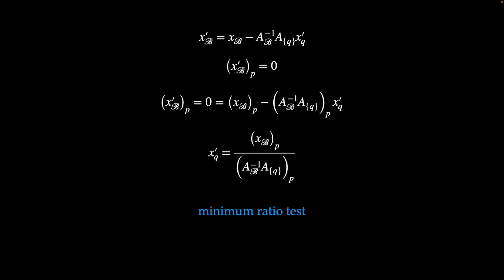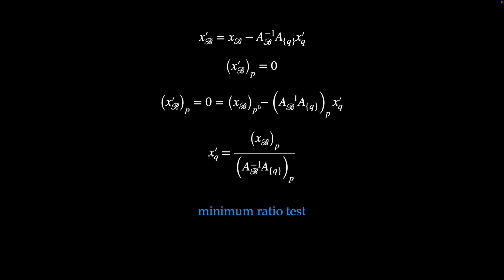Okay, this is saying that essentially we want to increase xq prime up until one of these components, specifically the pth component, becomes 0. So we start increasing xq prime and we want to take the minimum ratio here. So the minimum value of xq prime that causes this to become 0. That's what we're interested in.